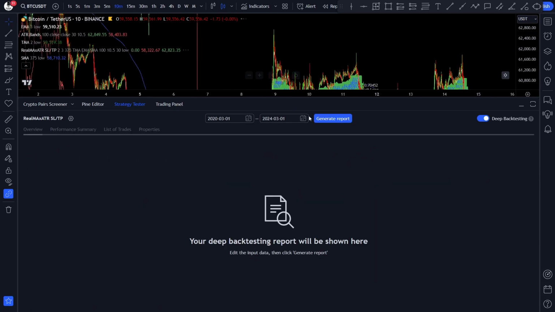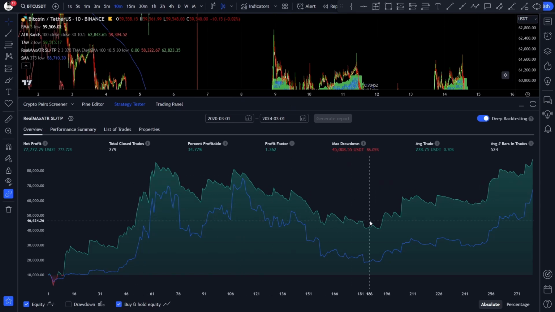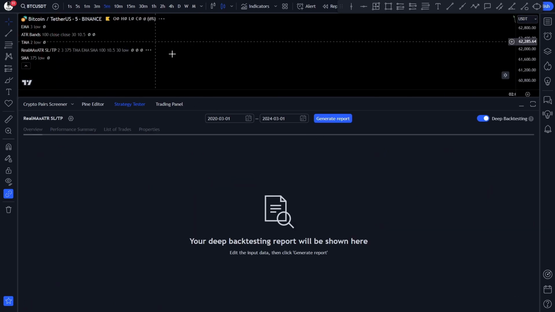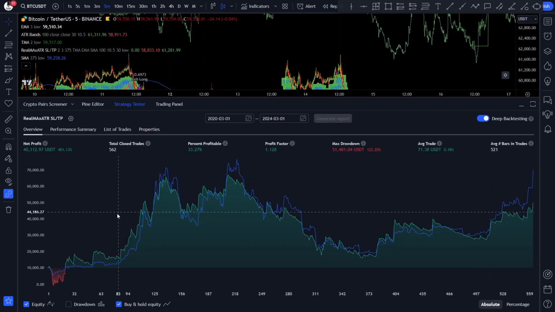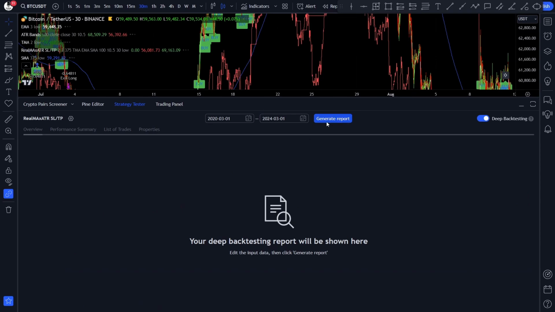What about the 10 minutes? It is profitable and again it outperforms the buy and hold, which is great, but now the max drawdown is huge. What about the 5? Now the strategy just follows the buy and hold equity curve, and actually it underperforms it, so I wouldn't go lower than that.